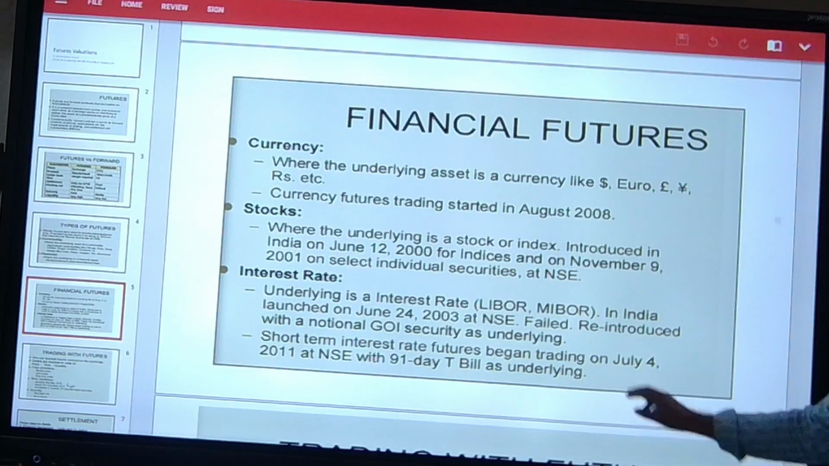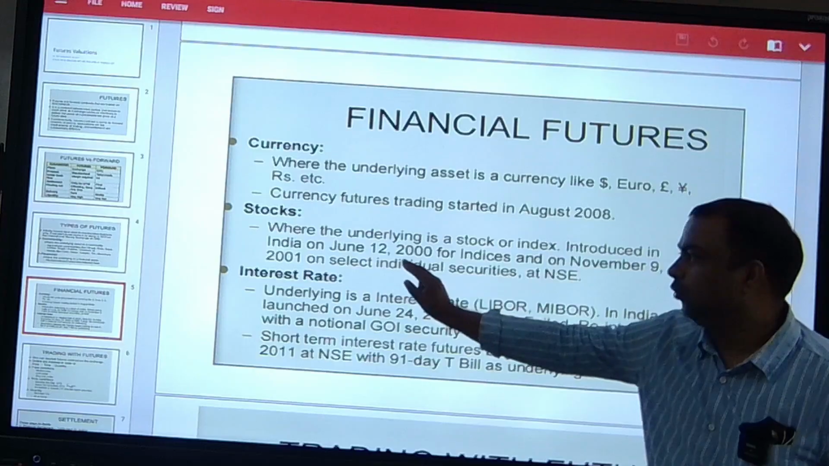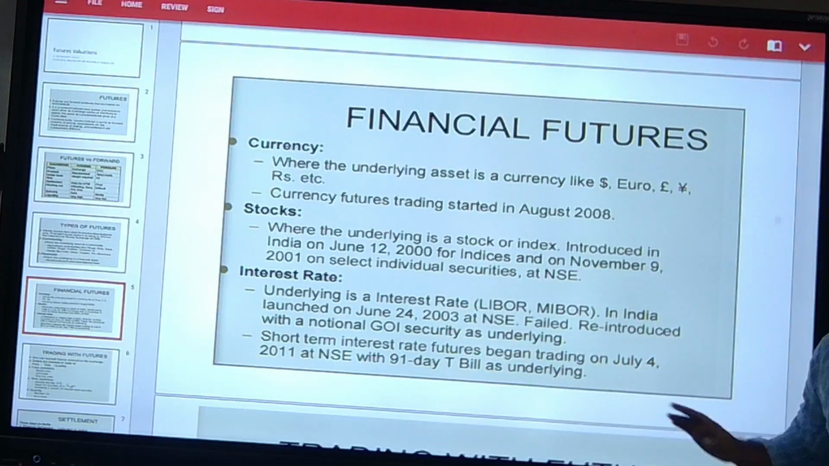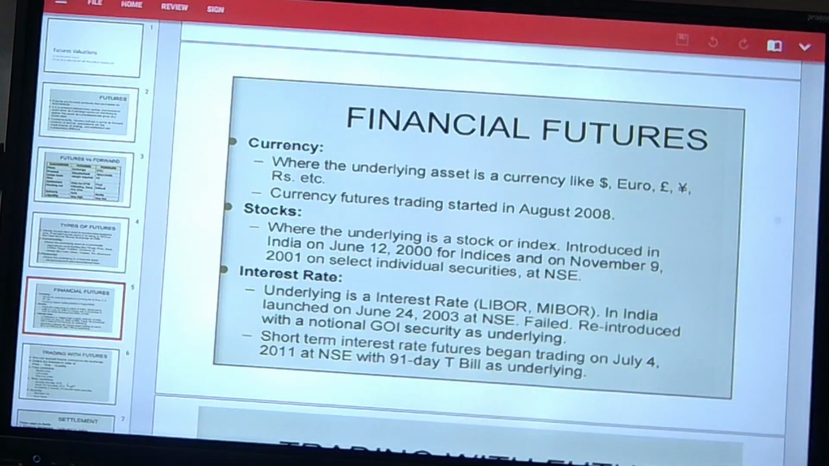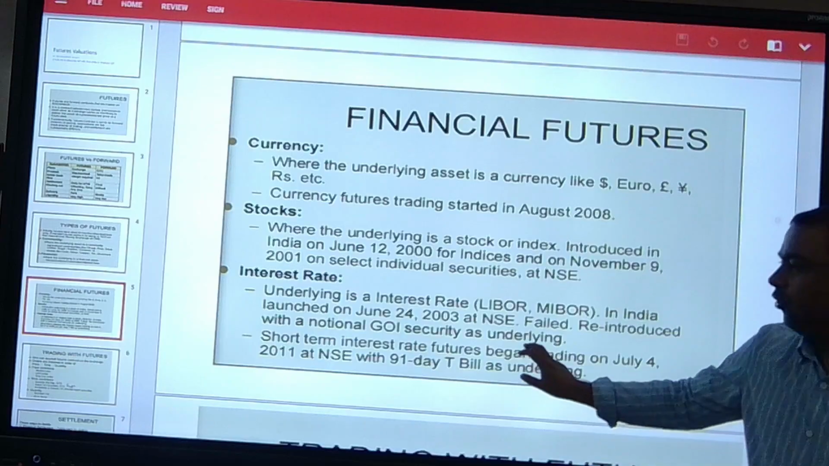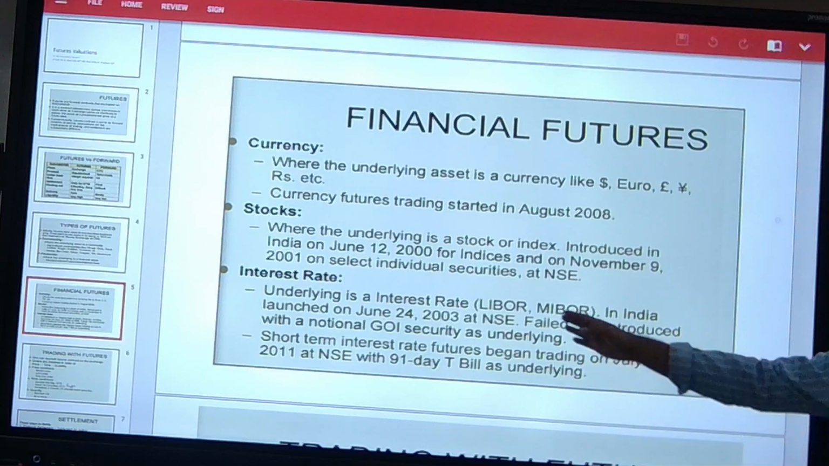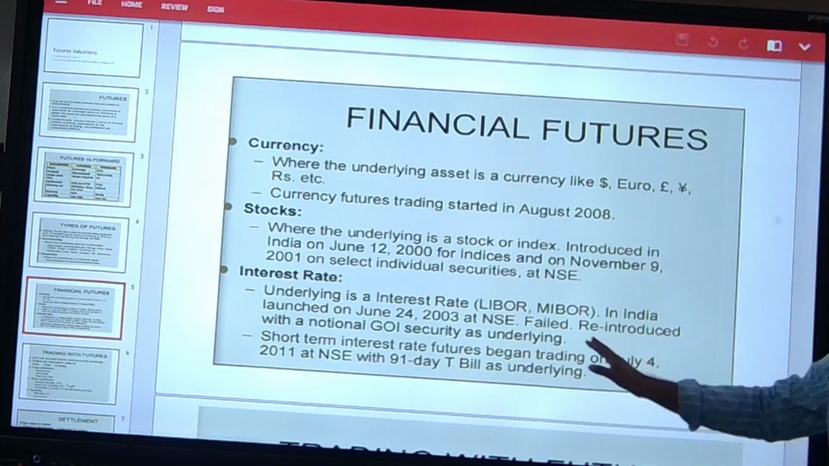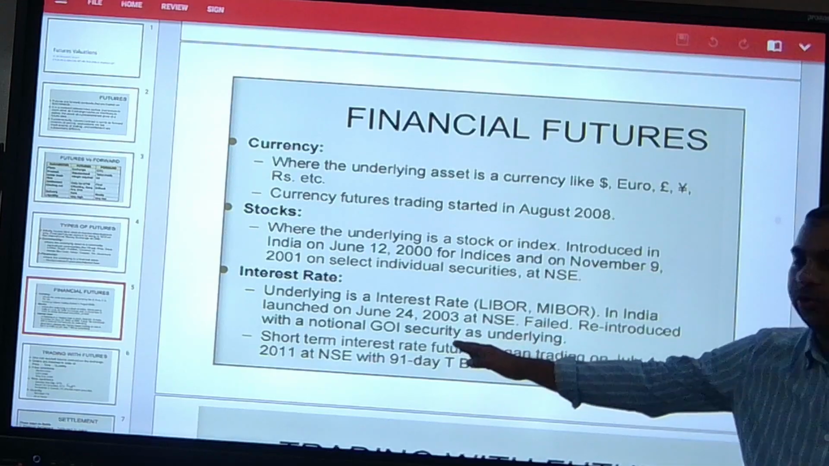Very new. Stock trading, you can say that index futures started in June 2000, and after June 2000, in July, index options were started. Okay, and after that in 2001, stock futures and stock index were started at NSE. If you are talking about interest rate futures, earlier it was LIBOR, MIBOR, now it is not available. LIBOR, MIBOR rates are not available. Okay, it was started in 2003. Now it is reintroduced on government securities.